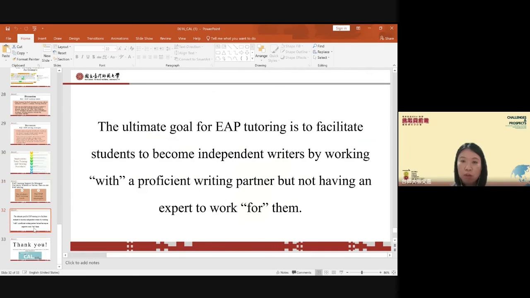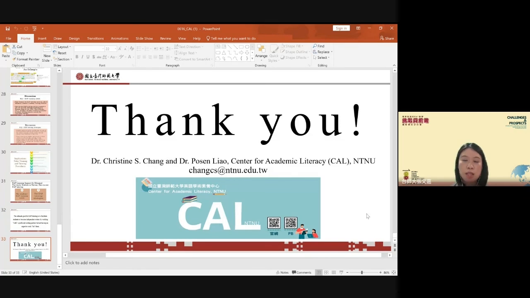So the final remark of this study is that we do find that students have high demand for EAP learning support. And the ultimate goal for EAP tutoring is to really facilitate students to become independent writers by working with a proficient writing partner, but not having an expert work for them. So this really echoes our vision at the center. And so this will be my final remark of the presentation.